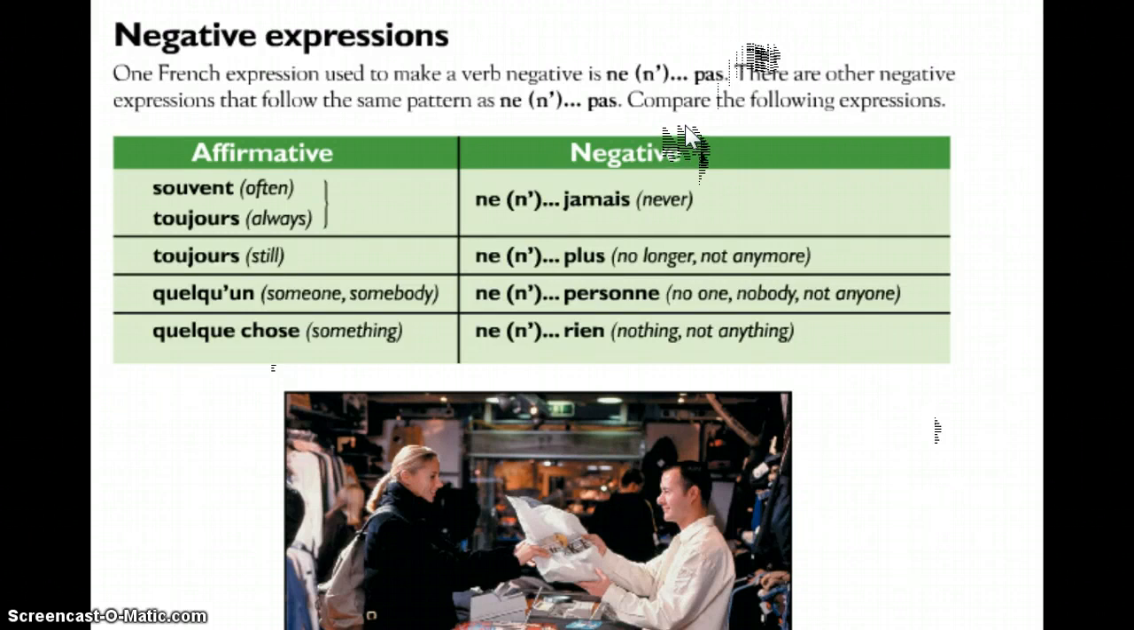Quelqu'un means someone or somebody, but ne personne together means no one, nobody, or not anyone. Be careful, une personne is a person, but ne personne together means no one. Quelque chose means something, but ne rien means nothing or not anything.